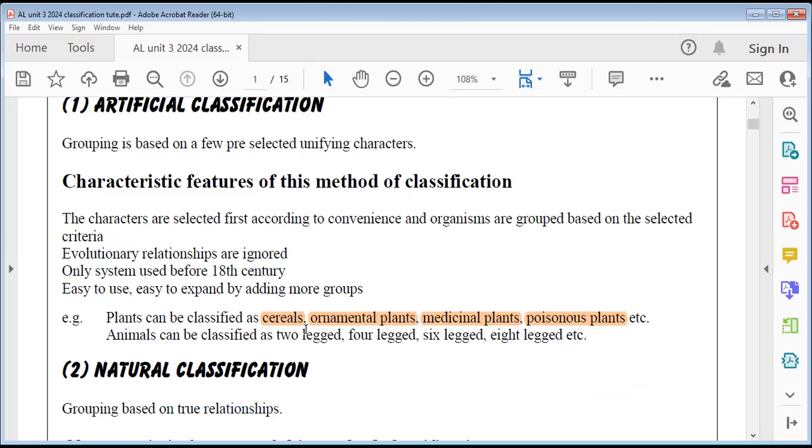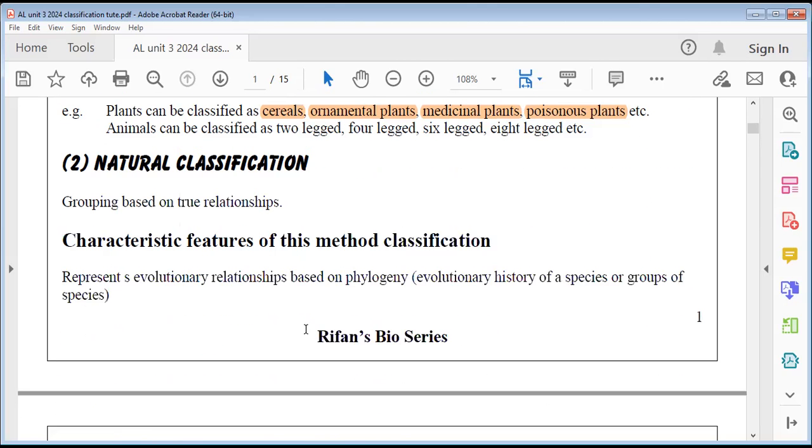So, if you consider true evolutionary relationships, they represent a relationship based on what? Phylogeny, the evolutionary history. Now, you know one thing. Last class, you asked me a question: how did humans evolve? I gave an idea and went. In that, I told you, human is an ape. Am I right? Can you remember? Yes, I told.